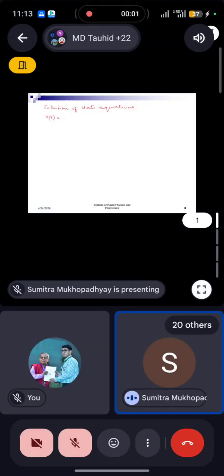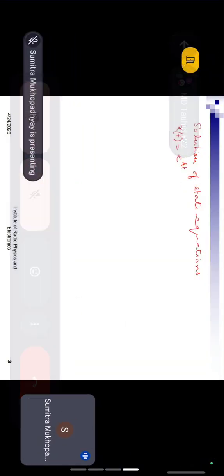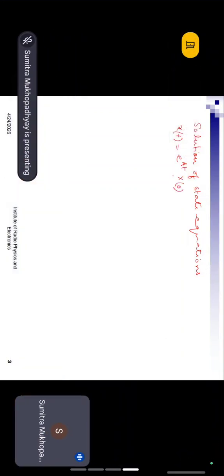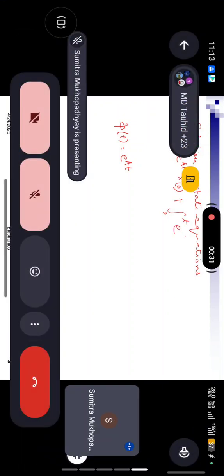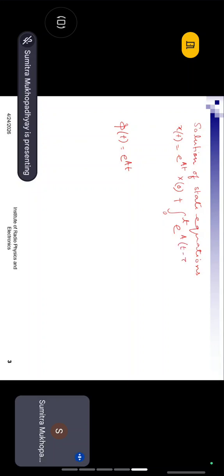equal to e to the power at x0, that we call as the initial condition. This e to the power at is nothing but the state transition matrix. So e to the power at x0 plus integral from 0 to t of e to the power a(t minus tau) d tau.